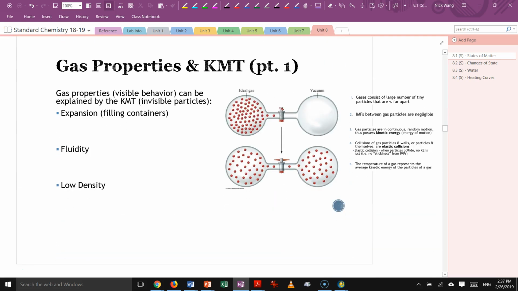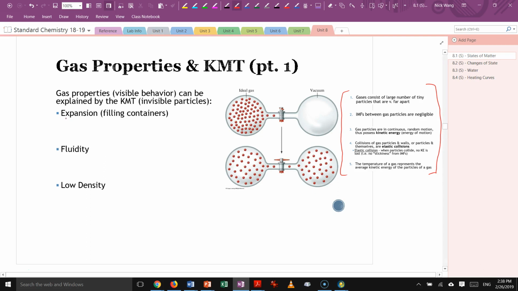Let's go and connect what we have here with the kinetic molecular theory. So now these are the properties we just described for gases as a whole. There are specific properties that a gas has, and we can explain them based on those 5 parts of the kinetic molecular theory. So the visible behavior can be explained by the kinetic molecular theory, which explains the invisible particles. And these are summarized right here again. I went ahead and copied them from a previous page, obviously. You're welcome to do so and reference it from here.